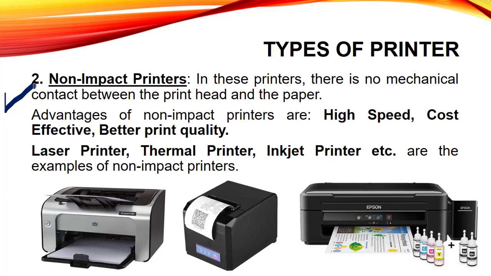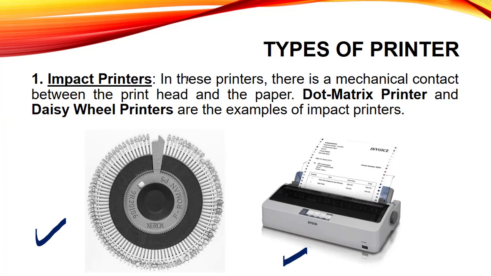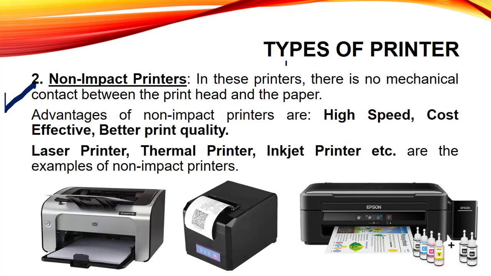In the impact printer, there was a very big drawback. These impact printers were very slow, and while printing something with them, they also create a loud noise compared to non-impact printers. The most commonly used non-impact printers are the laser printer, thermal printer and inkjet printer.